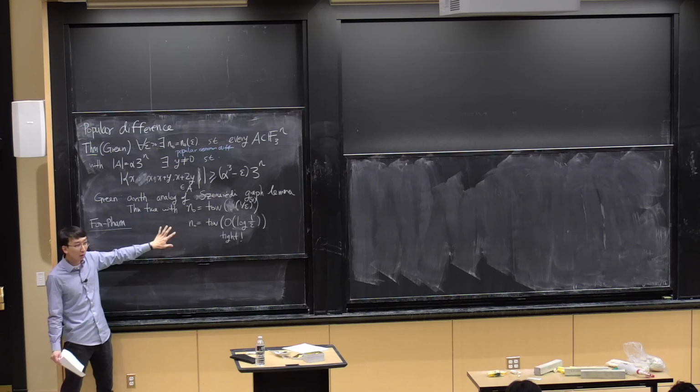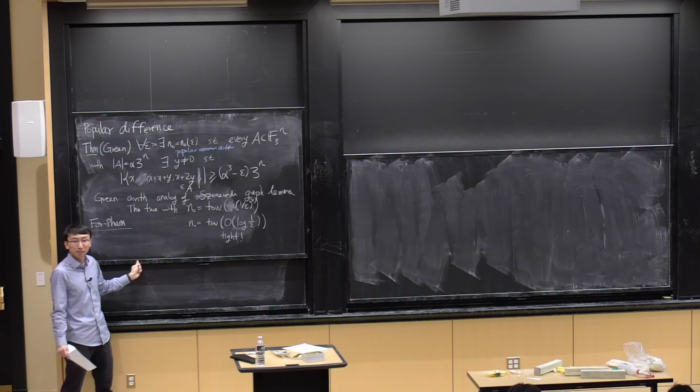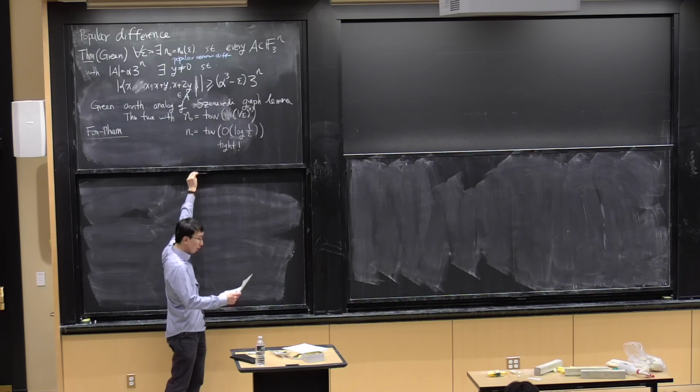Right, so you need a tower type bound. I mean, we know the regularity lemma itself needs tower type bounds, but it turns out this application also needs tower type bounds. That's quite interesting. So here, the use of regularity is really necessary in this quantitative sense. Okay, so let's see the proof.